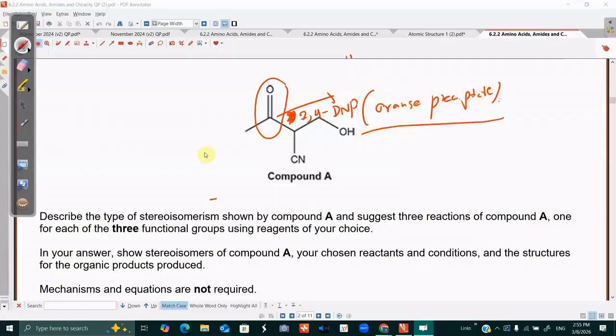Luckily, you don't need to know the structure. I'll tell you the structure, but for your extra knowledge, right? 2,4-dinitro means the 2 and 4 positions are occupied. Phenylhydrazine means it's something like this, right? This is 2,4-DNP.